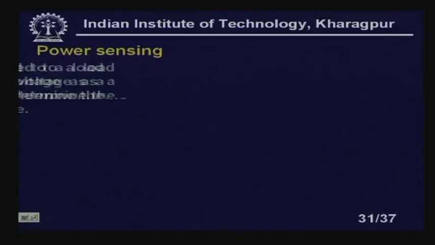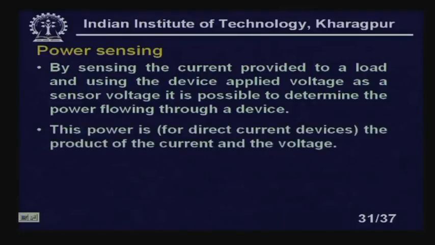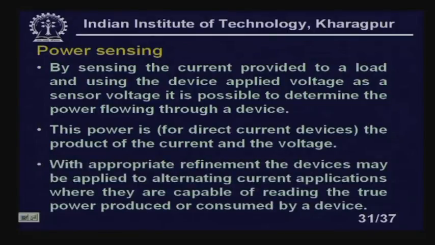Power sensing: by sensing the current provided to a load and using the device applied voltage as a sensor voltage, it is possible to determine the power flowing through the device, right. This power, for direct current devices, is the product of the current and the voltage. With appropriate refinement, the devices may be applied to alternating current applications, where they are capable of reading the true power produced or consumed by a device.